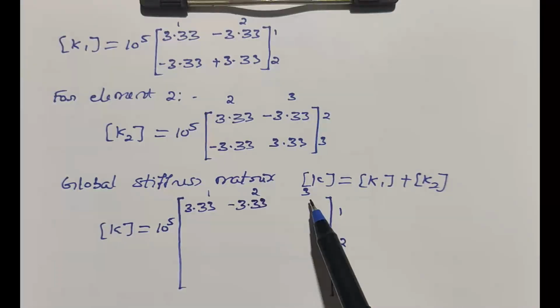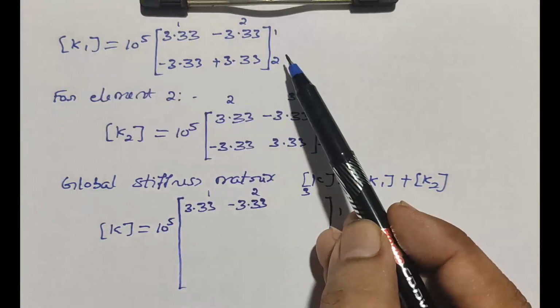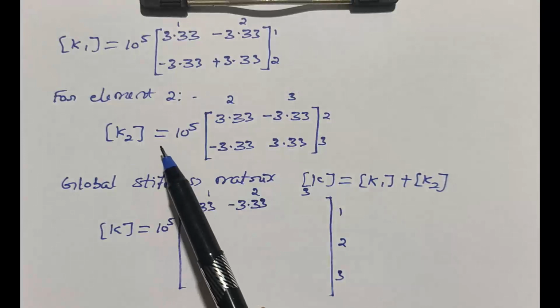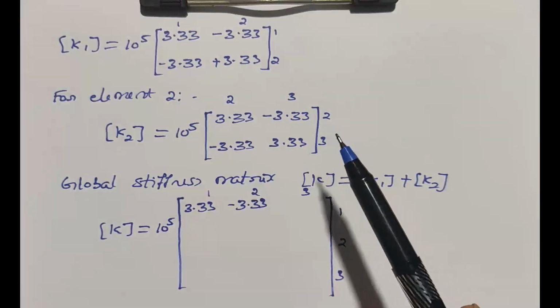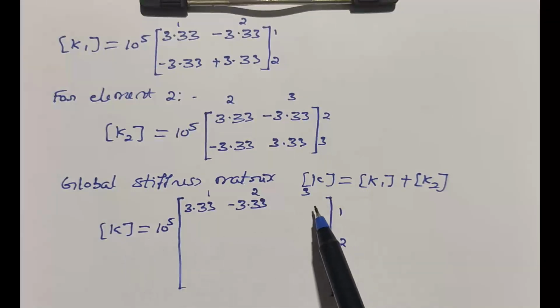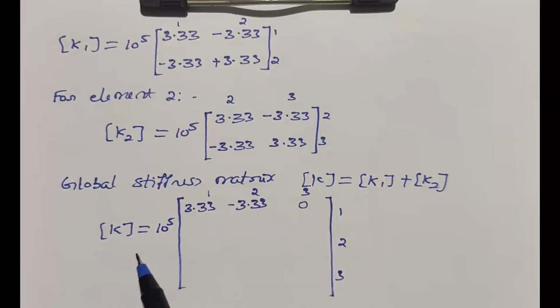Next we need the element corresponding to 3 and 1. See K1, here we don't have any element corresponding to 3 and 1. Also in K2 we don't have any element corresponding to 3 and 1. Therefore, in the global stiffness matrix the element corresponding to 3 and 1 will be 0. Since the stiffness matrix is a symmetric matrix, I can write here minus 3.33 and 0.